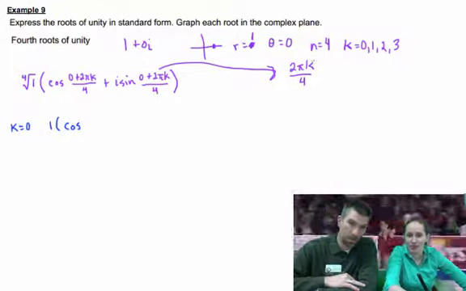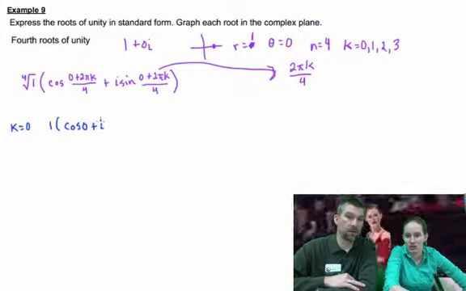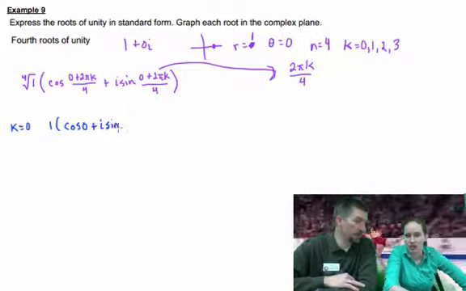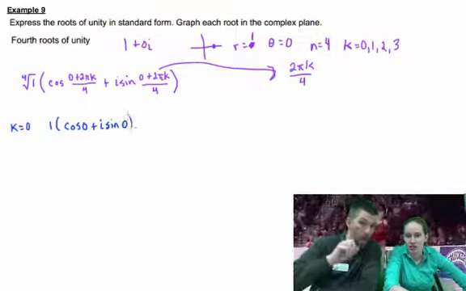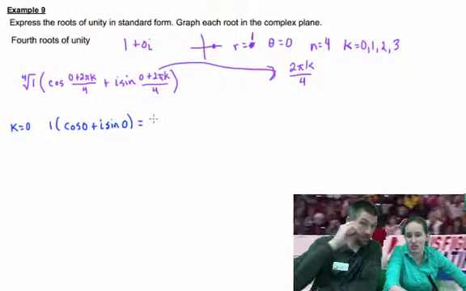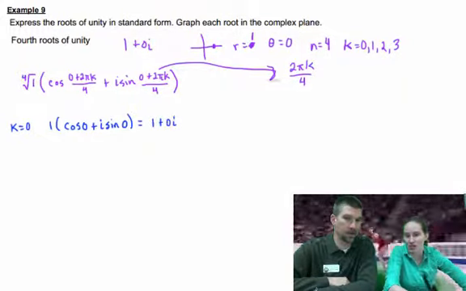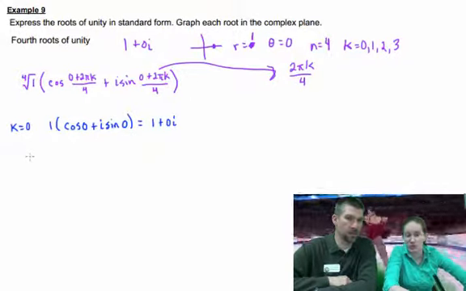Okay, if I plug in a 0 here, I get 0. Hey, looky there. The cosine of 0 is 1. The sine of 0 is 0, which makes this 1 plus 0i, which is just 1. That's where we start.